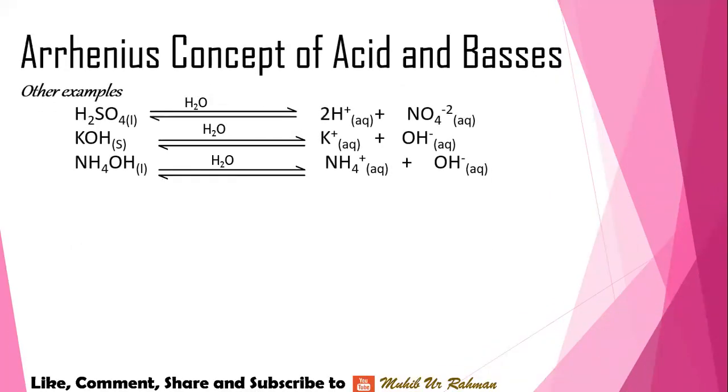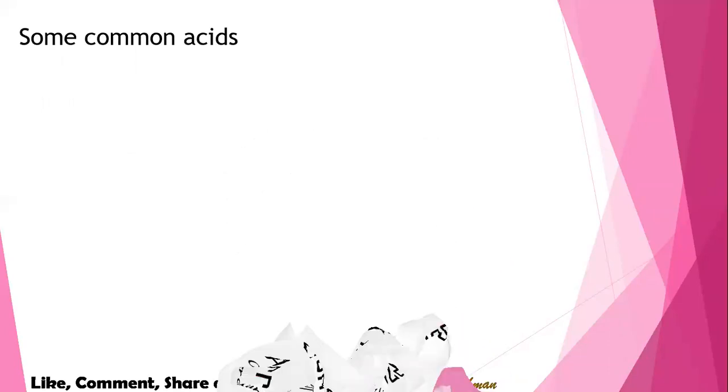Let's take a look at another example. H2SO4, sulfuric acid. When it is dissolved in water, it produces 2 moles of H positive hydrogen ions. Similarly, potassium hydroxide produces 1 mole of OH hydroxyl ion, and ammonium hydroxide is a base because it produces OH ions in aqueous solution. So the simple concept of Arrhenius is that an acid is a substance that dissolves in water to produce H positive ions, and a base is a substance that dissolves in water to produce OH negative ions.